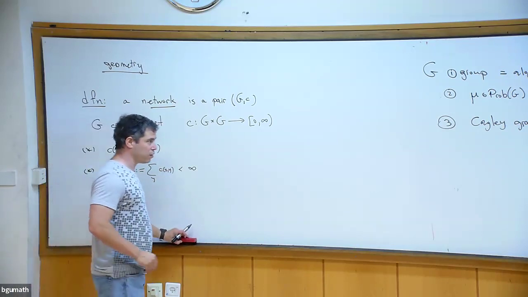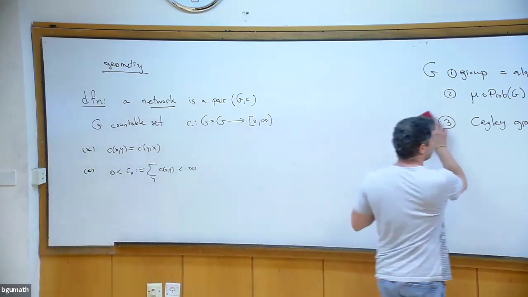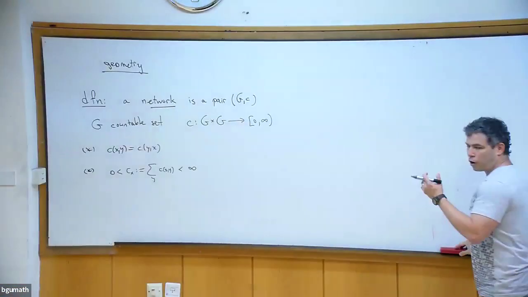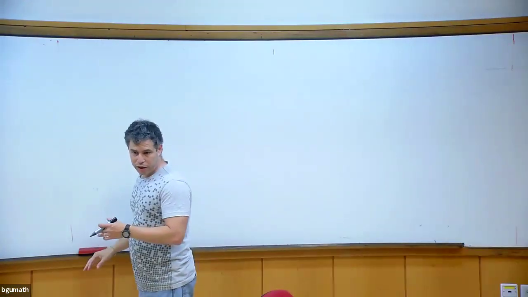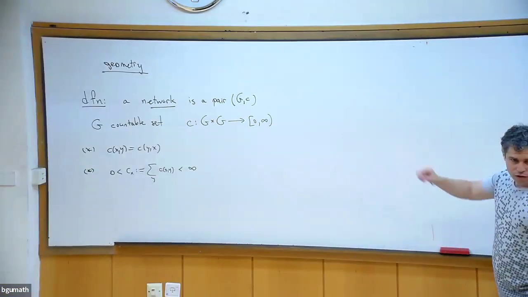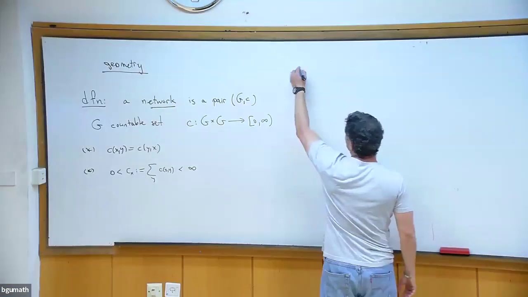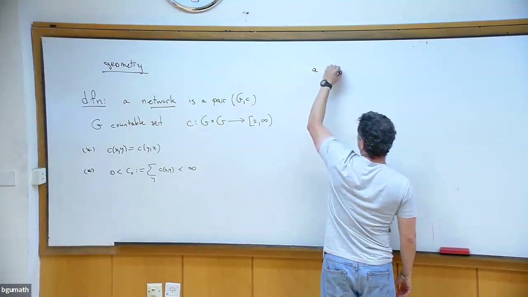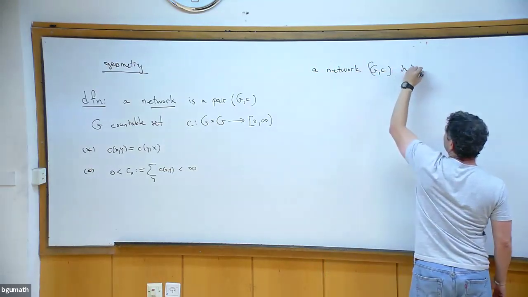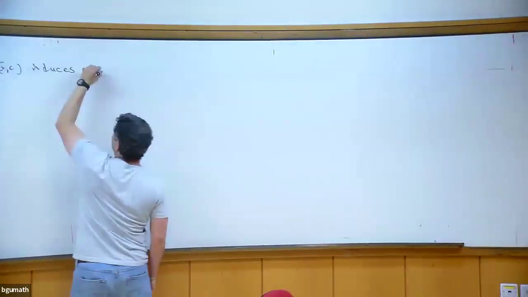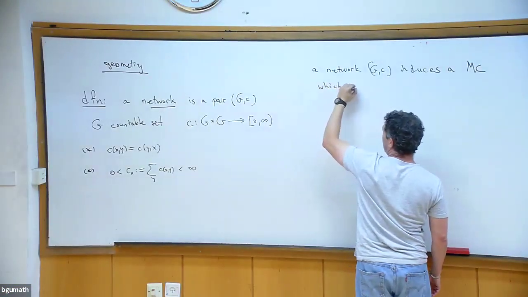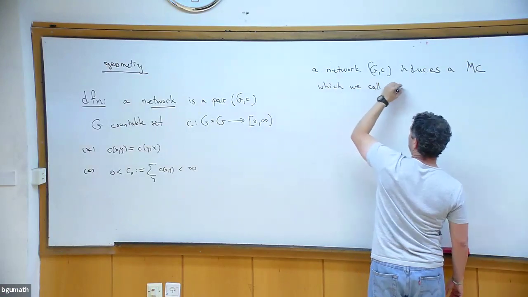So what is a connected network? Well, one way to talk about a connected network is to talk about how to get from one point to another point, right? But it's equivalent. We already had an analytic structure applied to this geometry. So a remark: a network G, C induces a Markov chain, which we call the random walk.